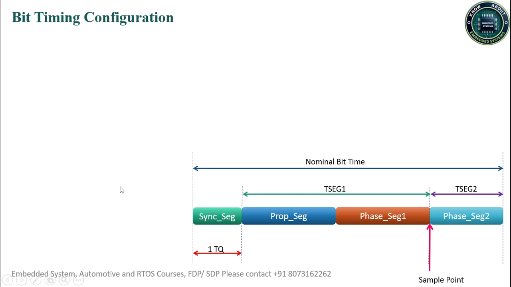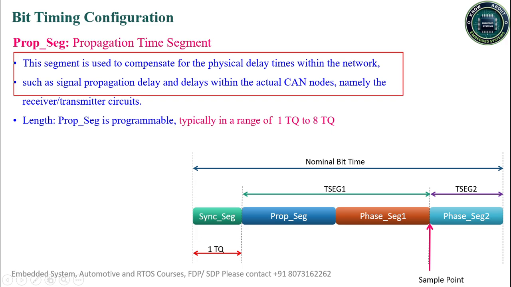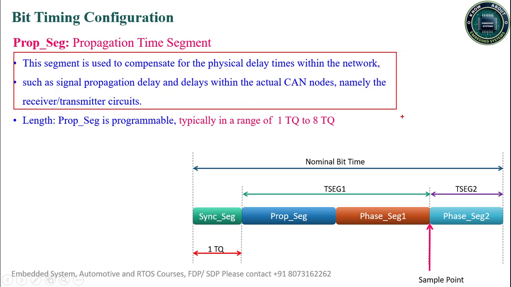The second one in the timing configuration is called the propagation segment. This block, which I'm currently highlighting. So what does this propagation segment say? This segment is used to compensate the physical delay which occurs during transmission and reception. Correct, right? When you are transmitting data, it takes a few microseconds to reach the destination. So for the delay occurring in the transmission and reception of a signal, we're going to use this propagation segment to adjust it.